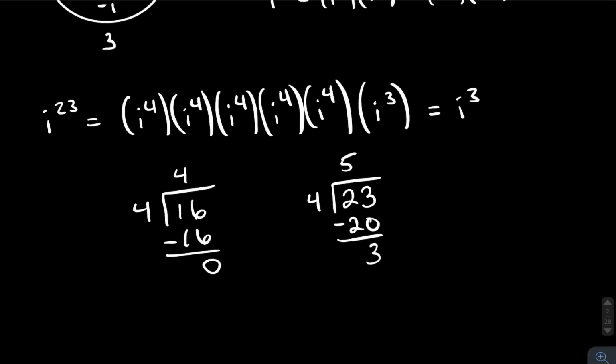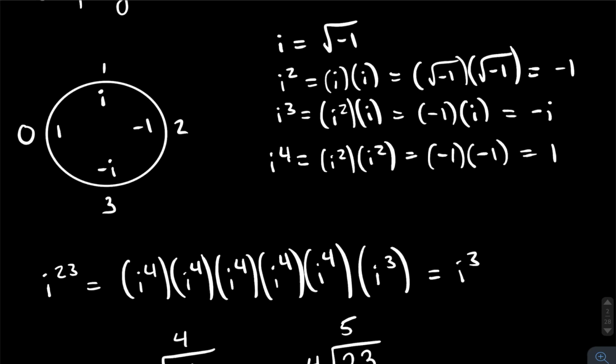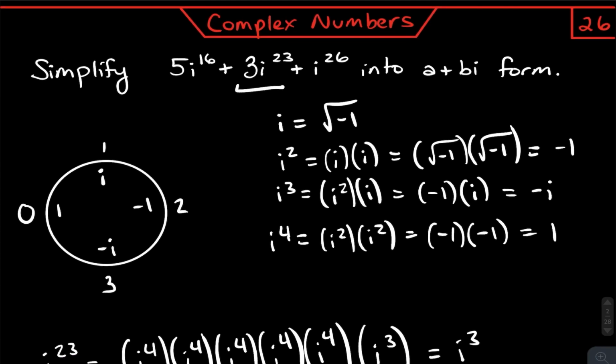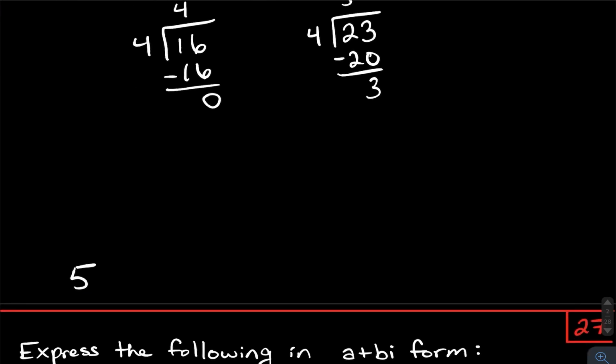So if i to the 23rd is the same thing as i cubed, what is i cubed? We said that was negative i. And so negative i, if you substitute that in here, you would get 3 times negative i, and you could rewrite that as a minus 3i.